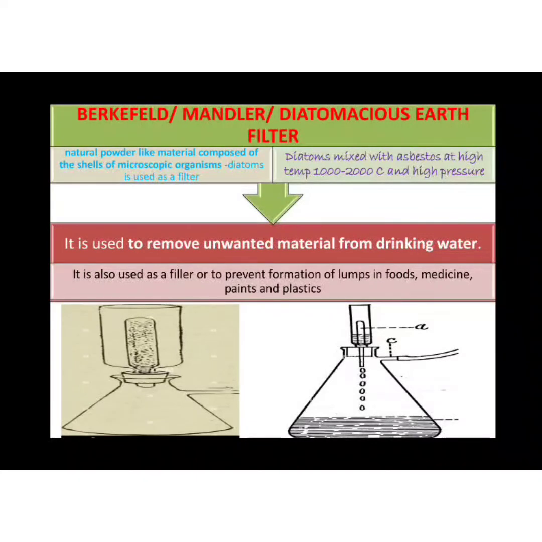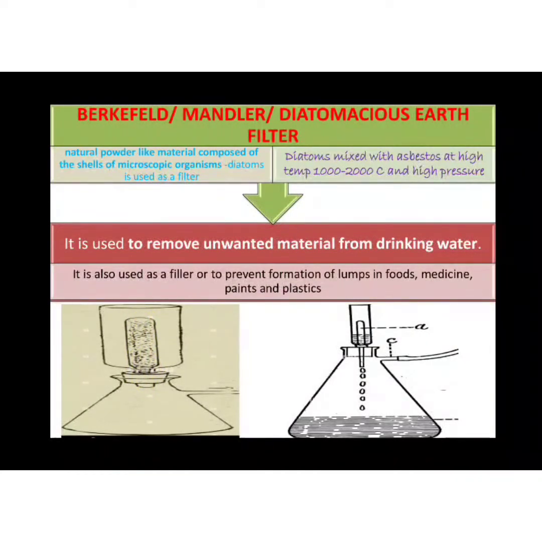The components melt down, diatomaceous earth melts, and then immediately it is cooled down. When this is cooled down, the porosity that you achieve after the cooling down is 0.3 to 0.6 mm. So this is the filter that you get. This is a diatomaceous earth filter or Bergfield filter. This is called as a mantle. That's why it is called as a Mandler filter also.